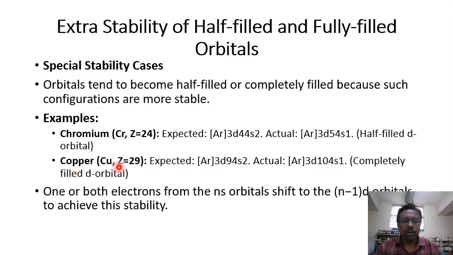Similarly, in copper, atomic number 29, the expected electronic configuration is 3d9 4s2. Actually, it is 3d10 4s1. Here the d orbital is a completely filled orbital. So one or more electrons from the ns orbital shift to the (n-1)d orbitals to achieve this stability.